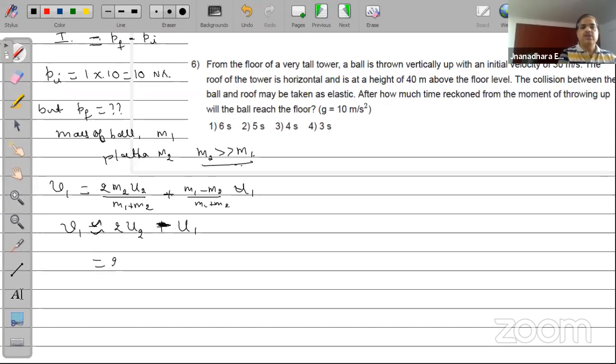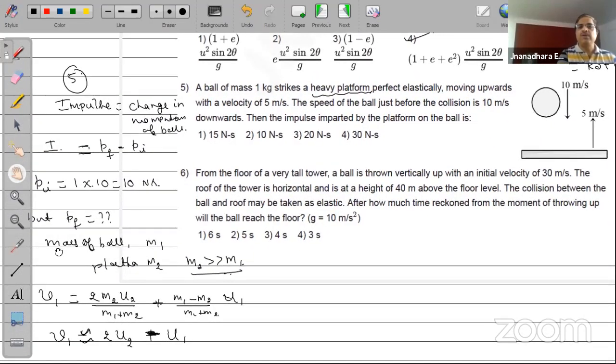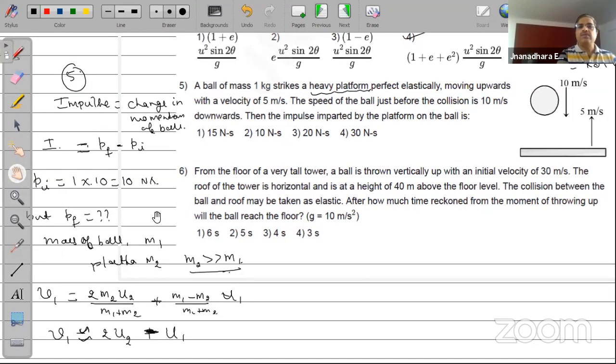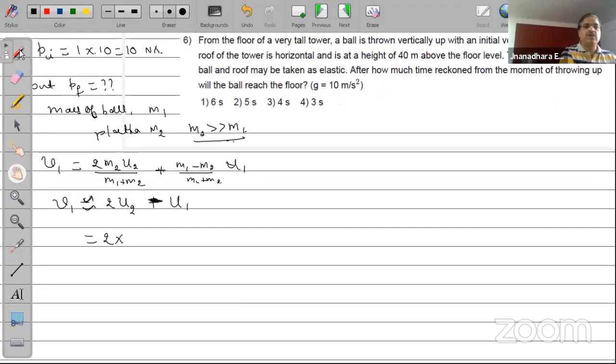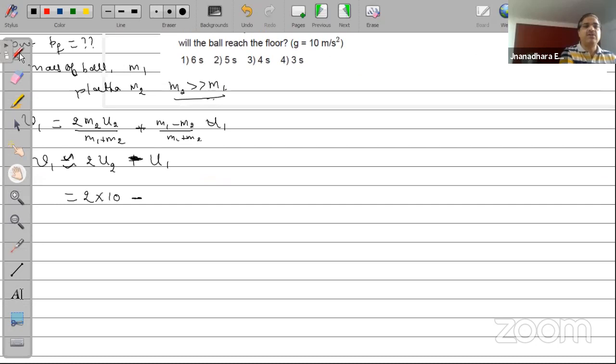So this will be 2 into, what is the velocity of the platform given to you? Perfectly elastic, the platform is moving with 5 meters per second. So U2 is 5. Now be careful. What is U1? U1 is coming down, so it should be minus 10. And hence I get 2 into 5, so 10 plus 10 is equal to 20 meters per second.